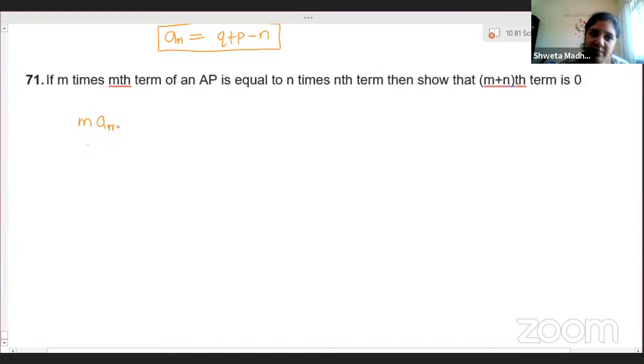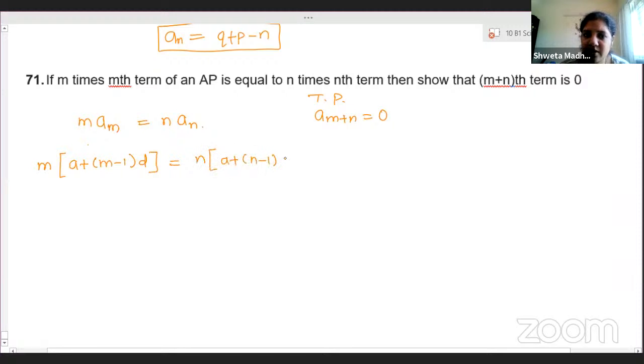M times the mth term is equal to n times the nth term. We have to show that the (m plus n)th term is 0. This is what we have to prove. So m times, that means m in bracket a plus (m minus 1) into d is equal to n into a plus (n minus 1) into d.